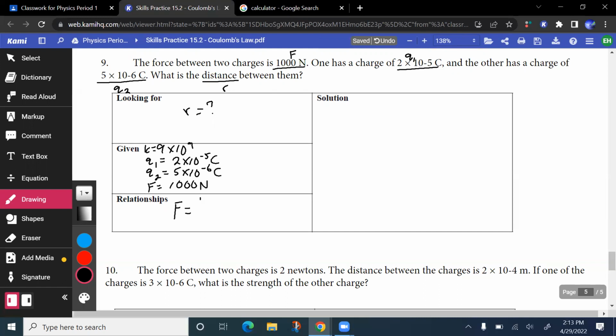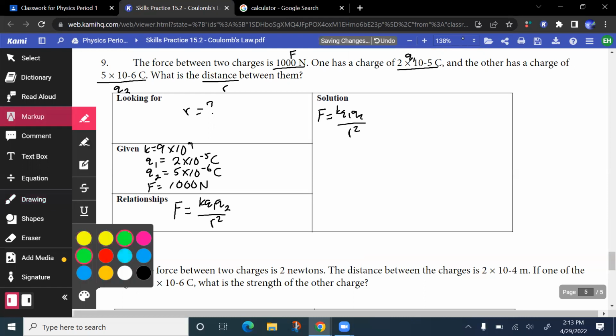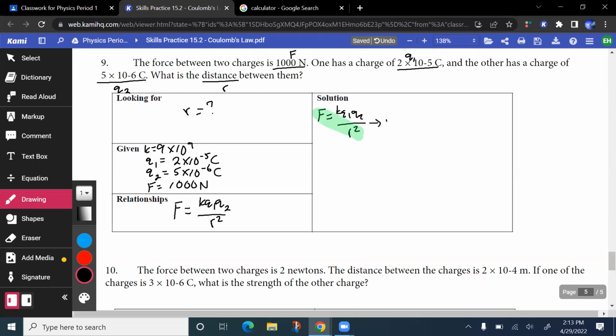F equals K Q1 Q2 over R squared. Again, you're going to begin by swapping out the R squared. So let's begin by swapping the F and the R squared. Rewrite it, and we get R squared is equal to K times Q1 times Q2 over F. Then we're going to square root both sides. So R is equal to the square root of K times Q1 times Q2 divided by F.